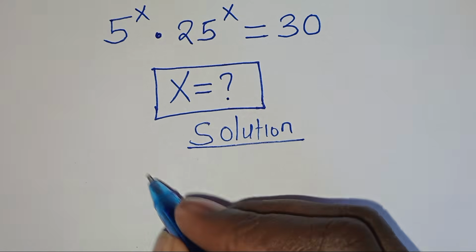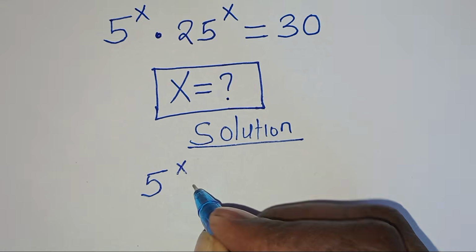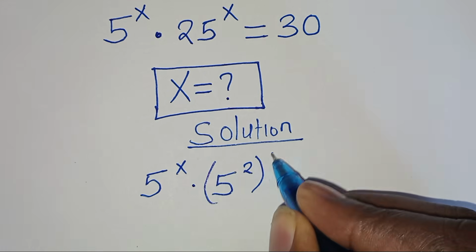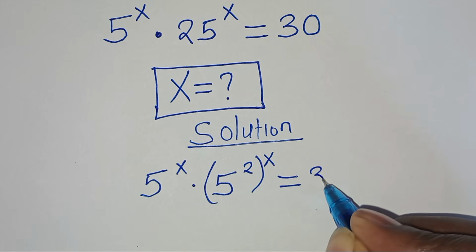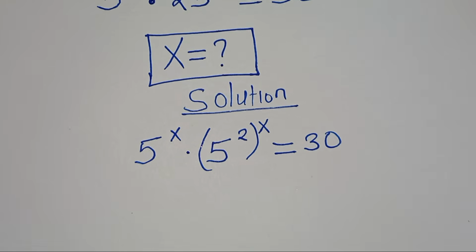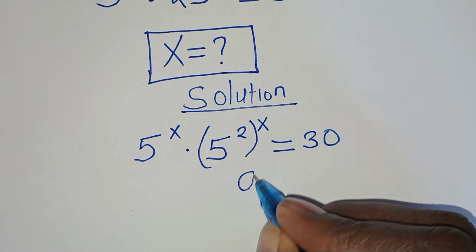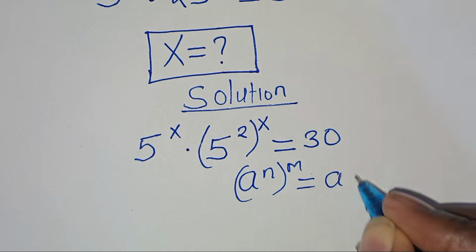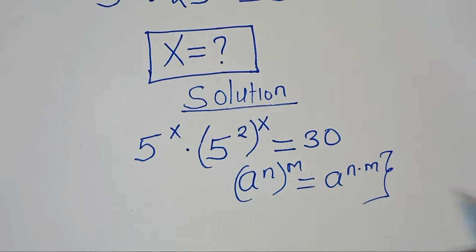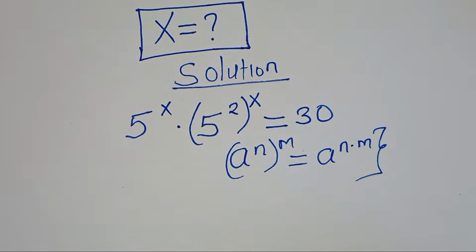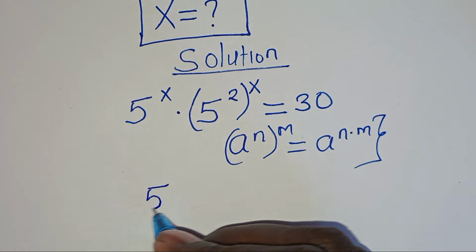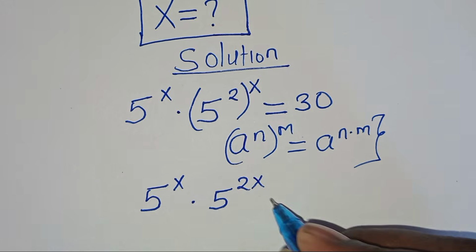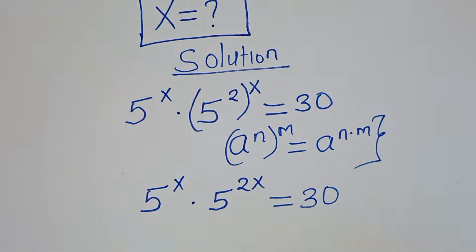So this exponential equation is 5 to the power of x multiplied by 25, which is 5 to the power of 2, then raised to the power of x. This is equal to 30. Now, this is in the form of a to the power of n raised to the power of m, which we can express as a to the power of n times m. Applying this exponent property, we have 5 raised to the power of x times 5 raised to the power of 2x. This is equal to 30.